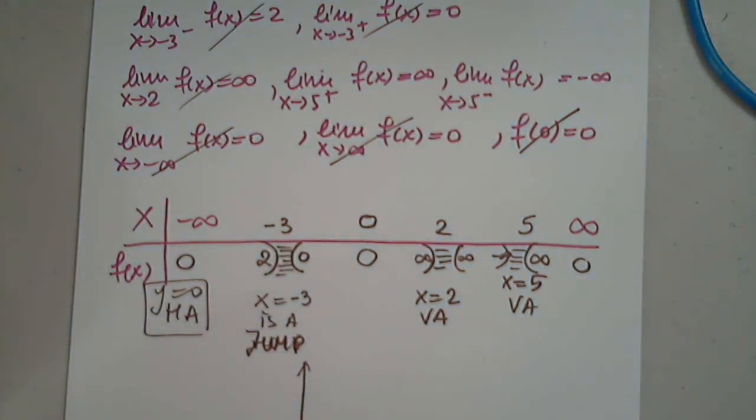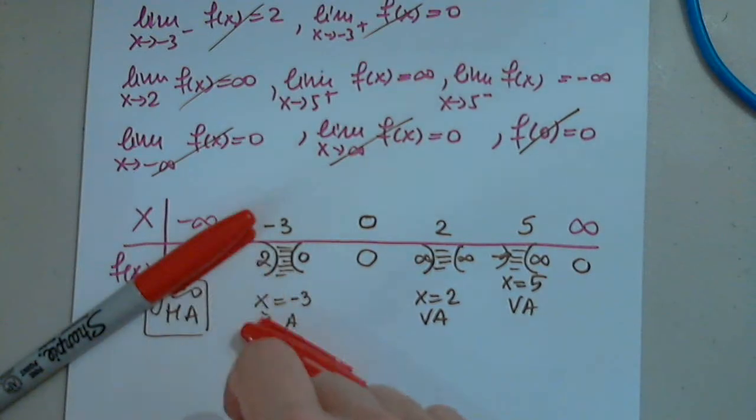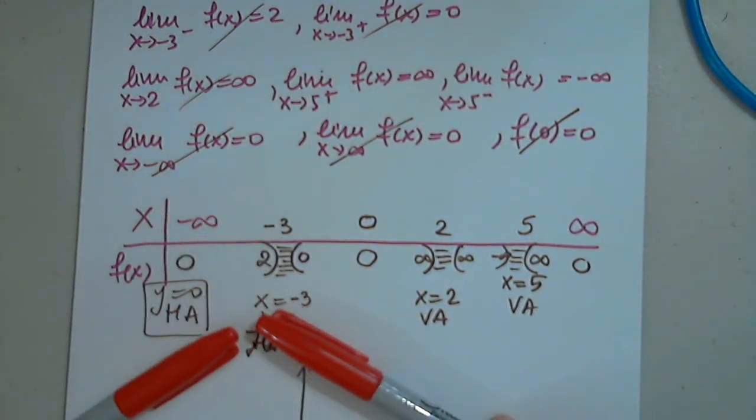So if there are numbers on both sides, is it either a jump or a hole? If the numbers are the same, it's a hole. If they are different, it's a jump.